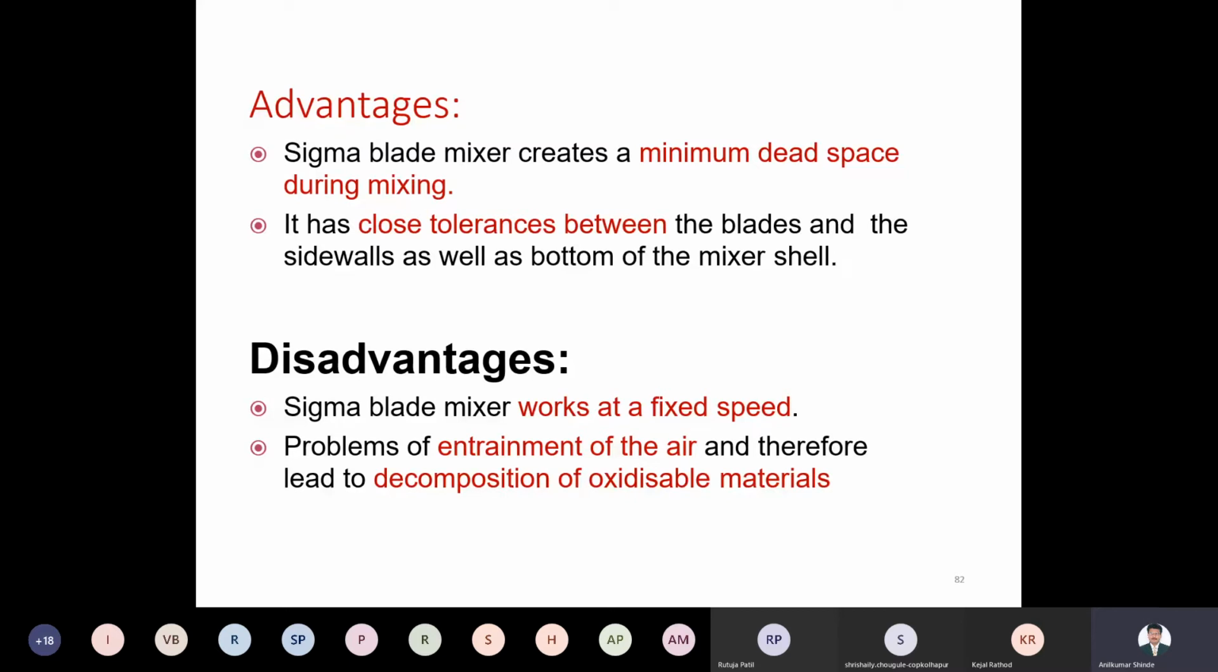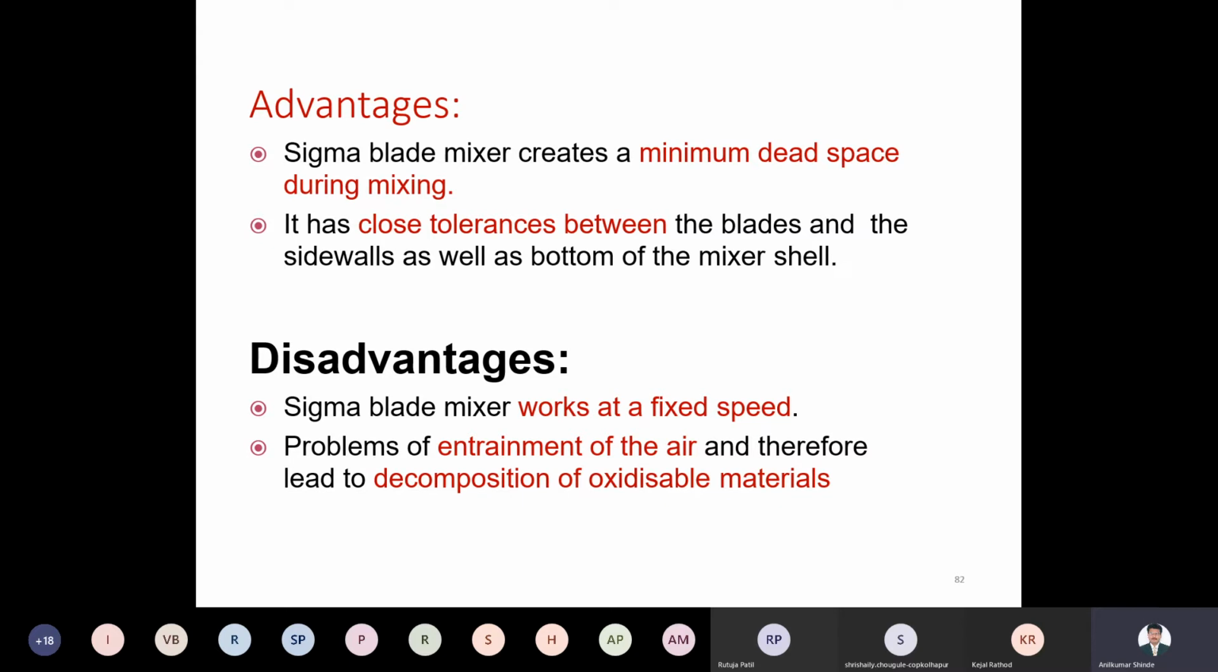There is very little dead space because we use the sigma blade. The gap between the blade and the wall is very minimum. That's why there is very minimum dead space in that mixing, so no unmixed region will happen. It has close tolerance between the blades and the wall, so the gap is very low. That's why 100% mixing is possible with this, with the highest pressure.